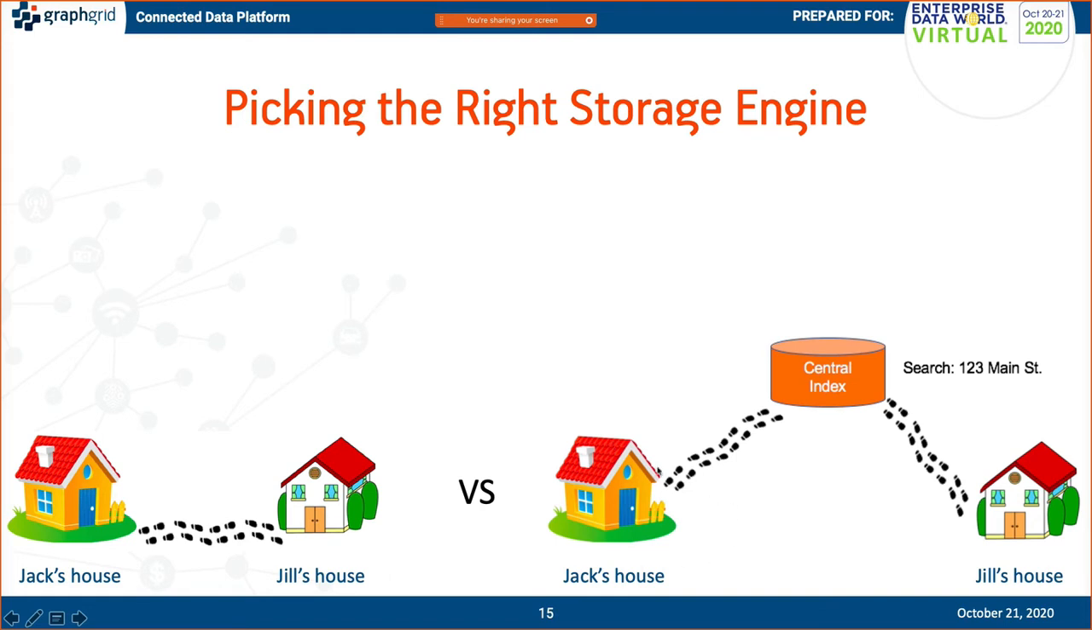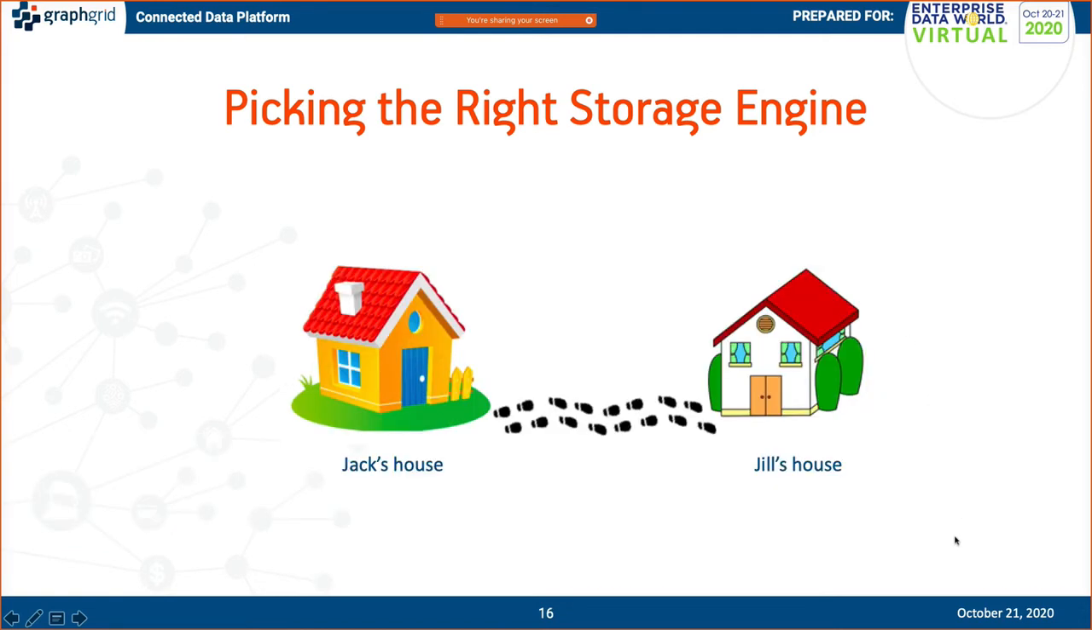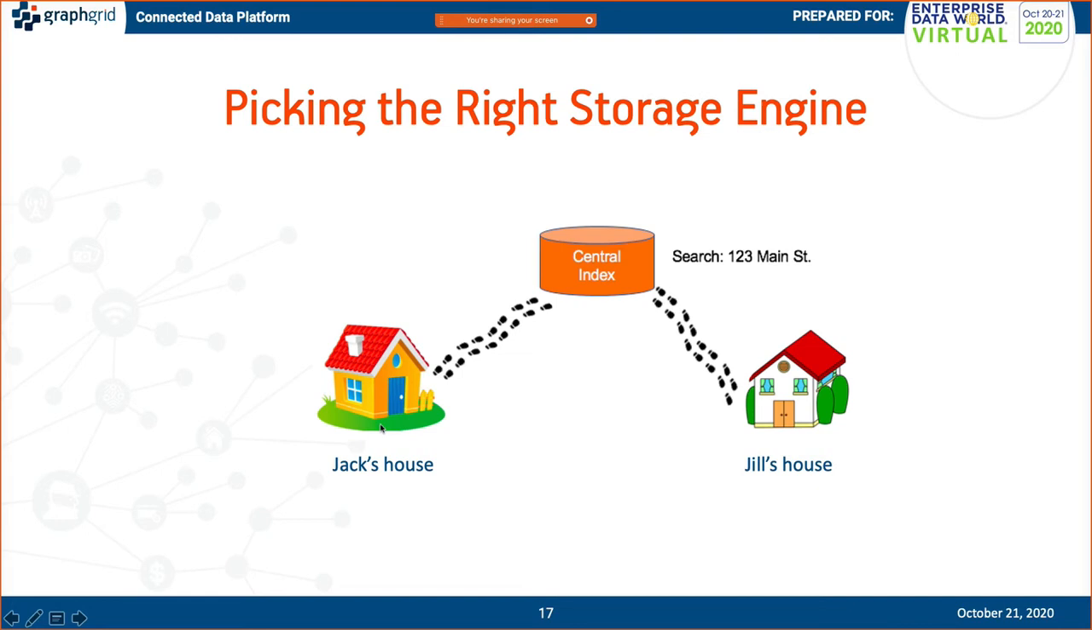But if I'm in a SQL system or any system that relies on indexes to move between data elements, I would have to go to a central index to look up Jill's address first and then go to her house. With a graph, it's referred to as index-free adjacency, but essentially, one of the key things for highly connected data is being able to move very quickly, directly between those data elements.